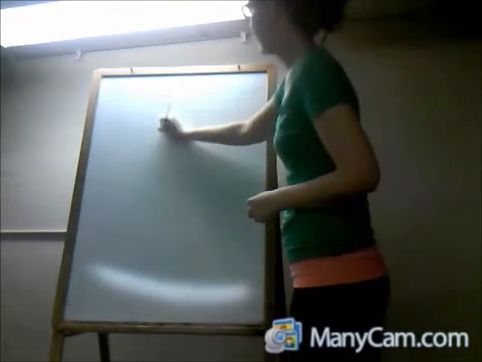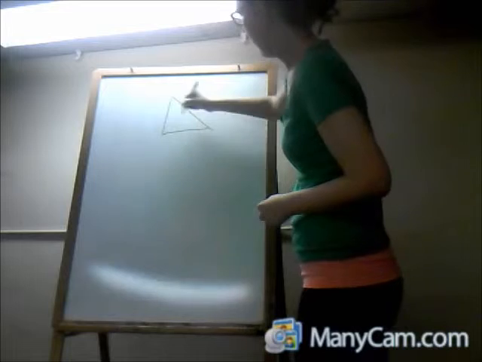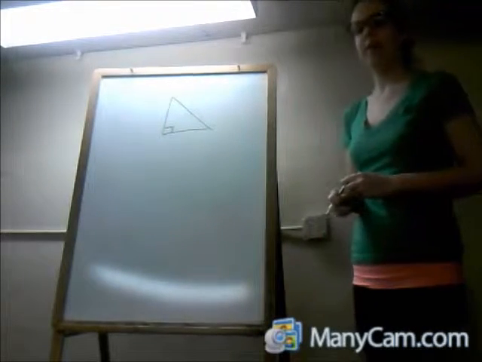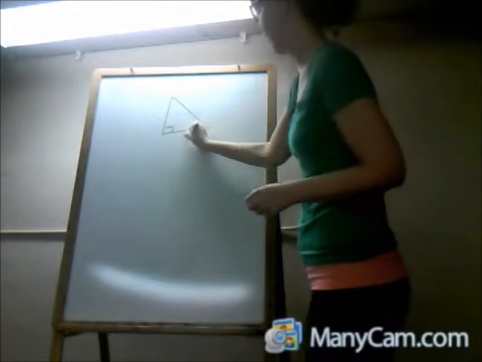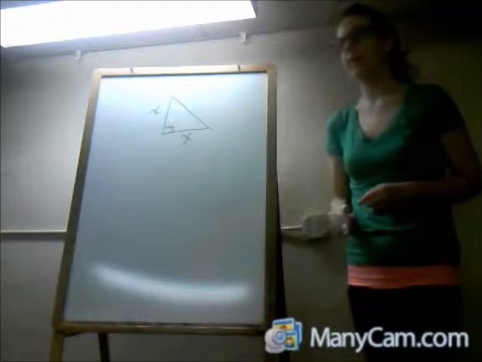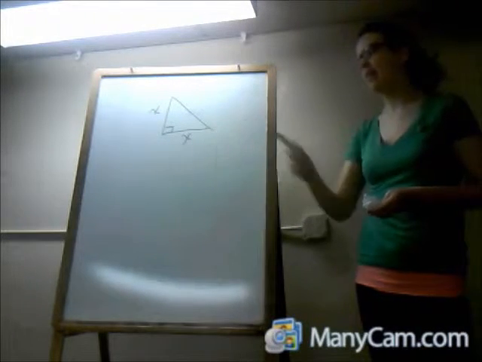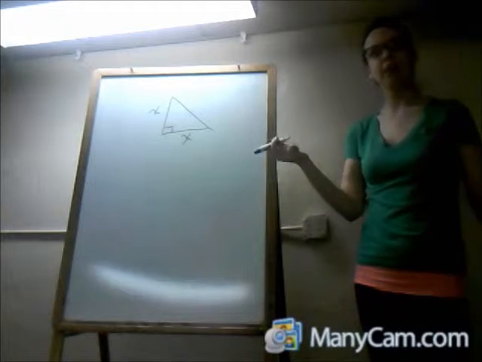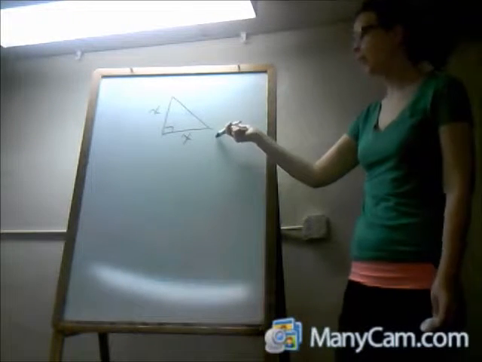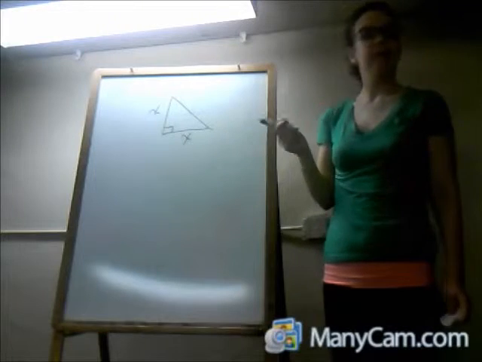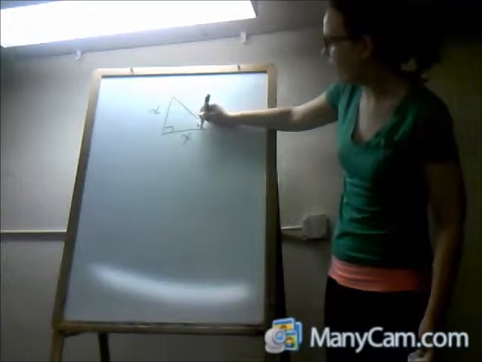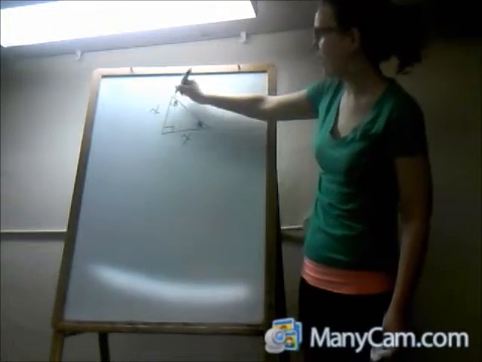So they're giving us this triangle, and they're telling us that we have x and we have x, and it's a right triangle. So right away, what kind of triangle can we say this is? Yeah, okay, so it's an isosceles right triangle. And what does that mean? It's a 45, 45. Yeah, perfect. So that means it's a 45, 45, 90 triangle.